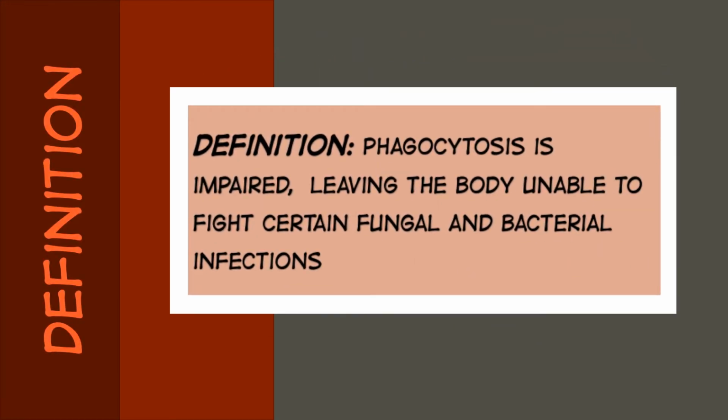In chronic granulomatous disease, phagocytosis is impaired, leaving the body unable to fight certain fungal and bacterial infections. So basically, it is a disease of the white blood cells, the bad guy fighters in your blood. And because the body can't get rid of those bacteria and fungal infections that come in, the patients tend to be really sick quite often.